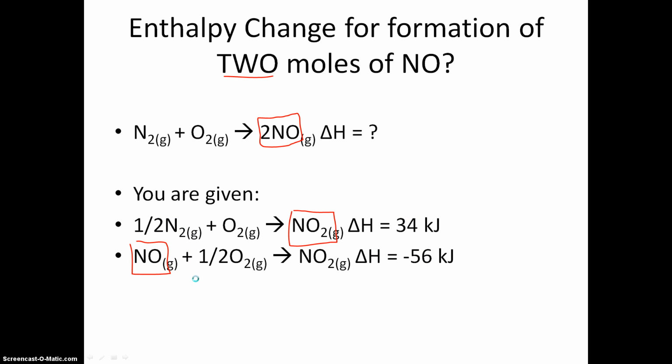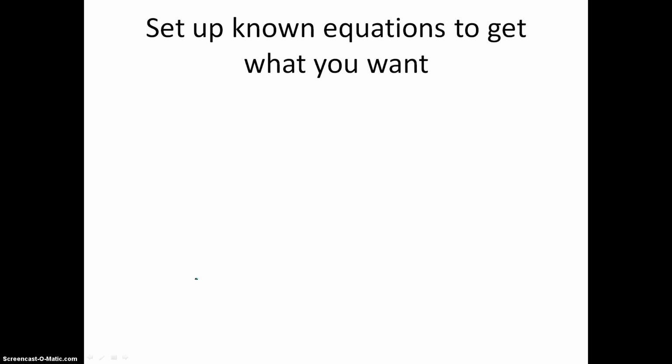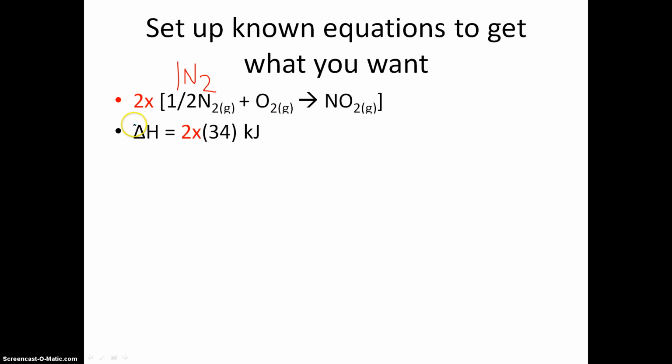So let's take what we know and let's apply it. So set up the known equations to get what you want. So we want our reactants on the left side and we want our products on the right side. So for the very first reaction that was given to us, we can keep it as it is. We don't have to reverse it. But we're going to multiply by 2 because we don't want half a mole of N2. We wanted 1 mole of N2 in the target equation. We wanted 1 mole of nitrogen gas. And then we have NO2. This is an intermediate product. We don't want this. So now here we have delta H, which was positive 34 kilojoules. Because we're multiplying this whole equation by 2, we have to multiply the delta H value by 2 also.